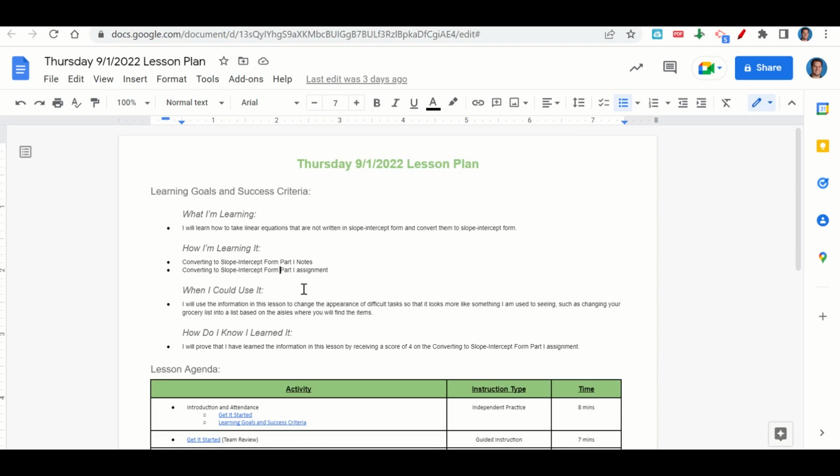When can we use this information? To change the appearance of difficult tasks so that it looks more like something you are used to seeing, such as changing your grocery list into a list based on the aisles where you will find the items. How do we know we learned it? By getting a score of 4 on the Converting to Slope-Intercept Form Part 1 assignment.